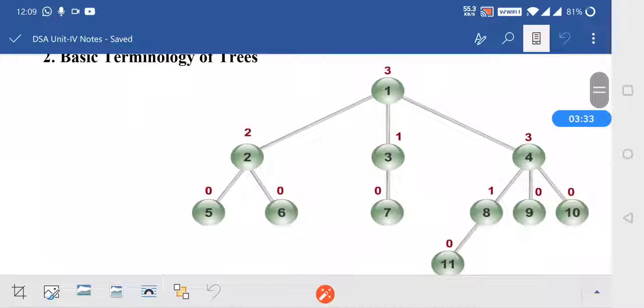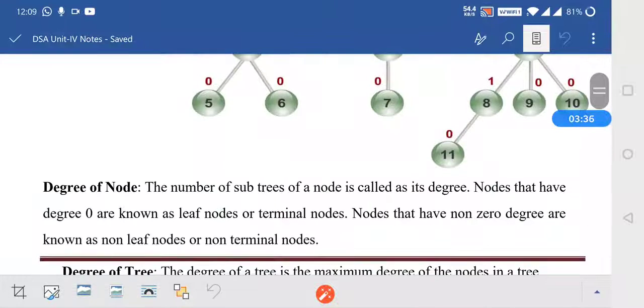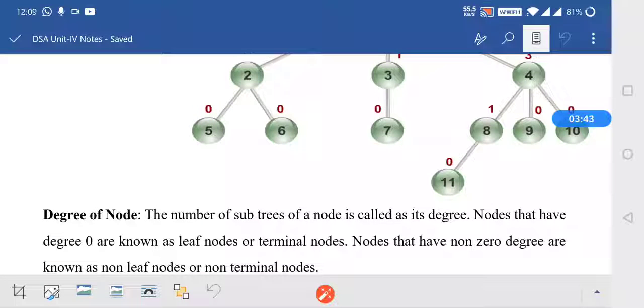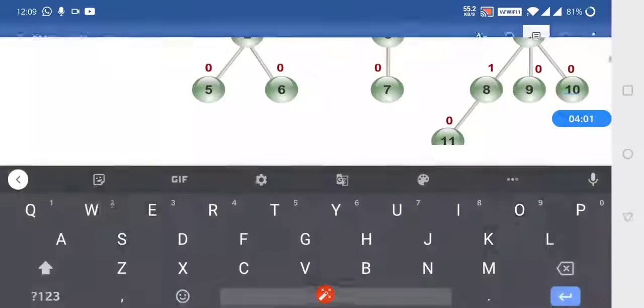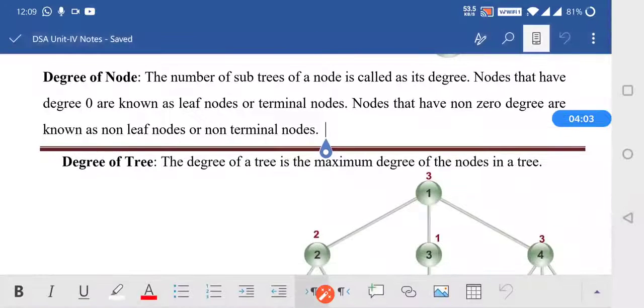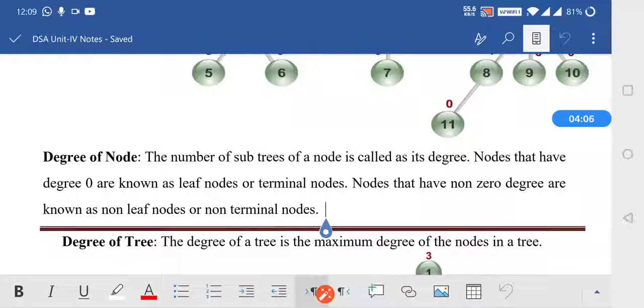So basic terminologies of tree are degree of node. Now we have seen root node. Root node is at the topmost level. Now we will see the degree of node. The number of subtrees of that node is called the degree of that node. We have seen these concepts in discrete mathematics also. So the number of subtrees that are connected to that node is nothing but the degree of that node. Nodes that have degree 0 are known as leaf nodes.